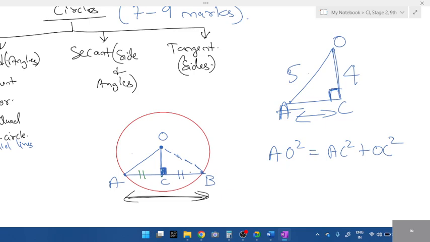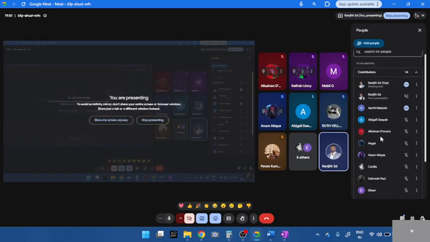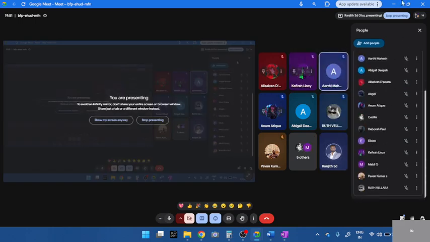Anam and Kefera, do you all know Pythagoras theorem? Not Sicilla. New students, do you all know Pythagoras theorem? I think maybe I've taught. Aarti, maybe I think I've taught.